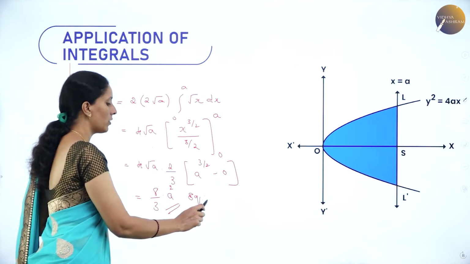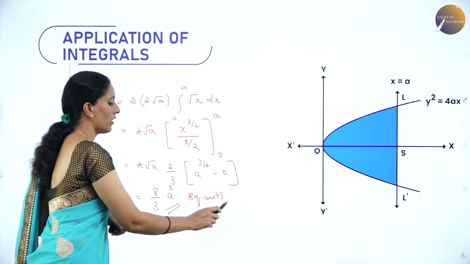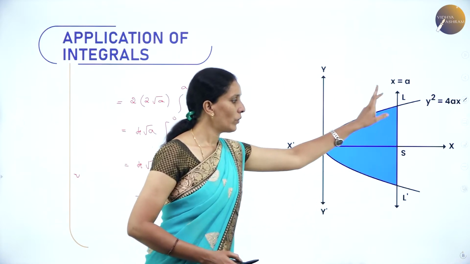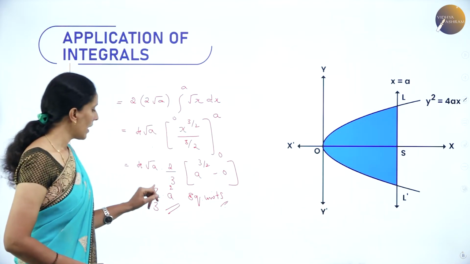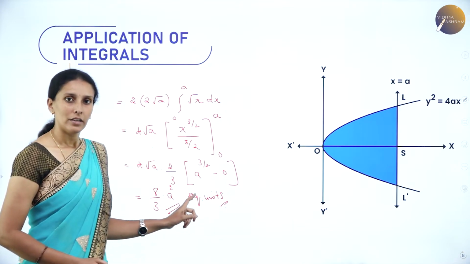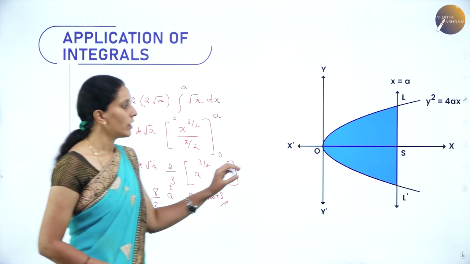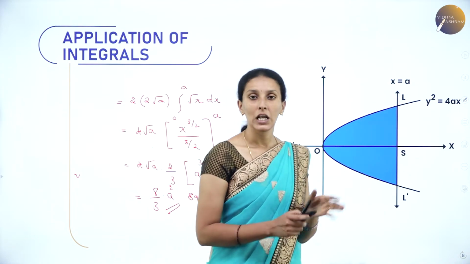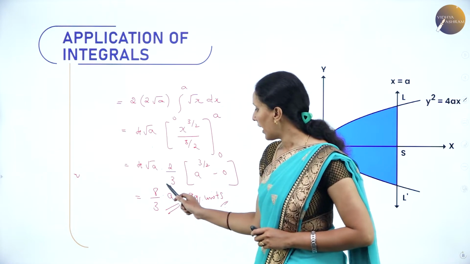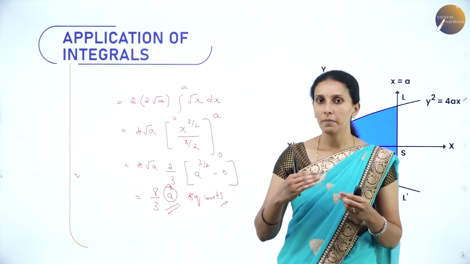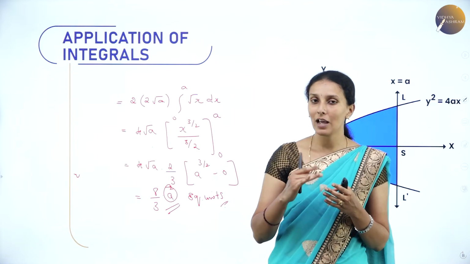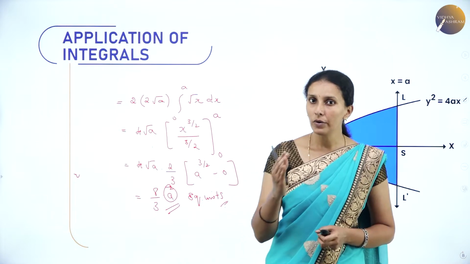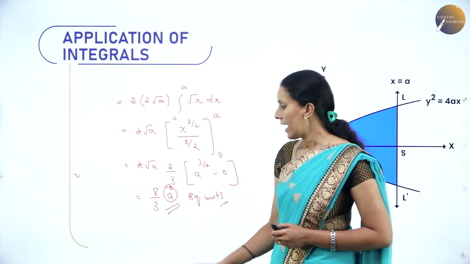So we will write the units in the form of square units. Therefore, the area bounded by the parabola and its latus rectum is 8/3 a square units. Here, if you are given the value of a, suppose a = 2 or a = 3, then the total area becomes 8/3 times a square, that is 8/3 times 4, or 8/3 times 2 square. So in general, the total area of the parabola bounded by its latus rectum is given by 8/3 a square units.